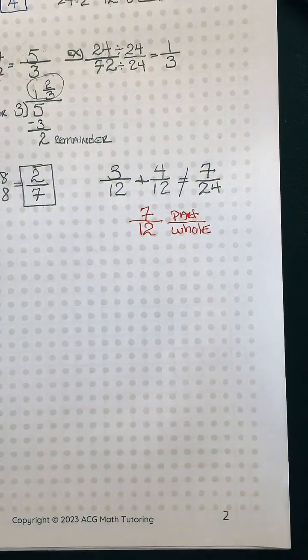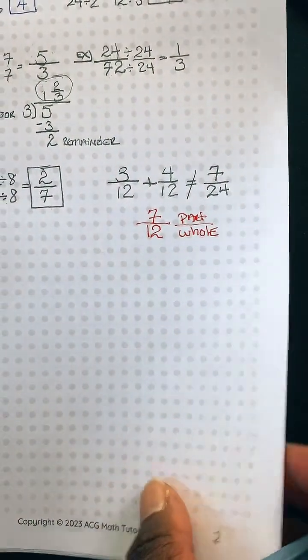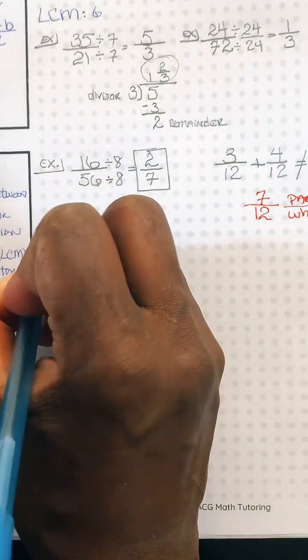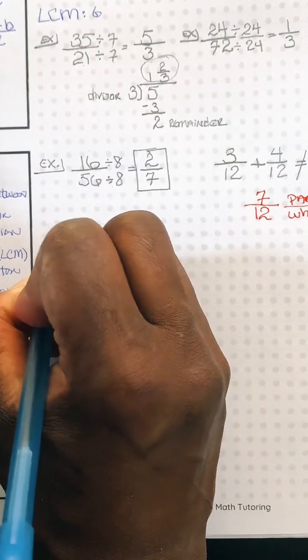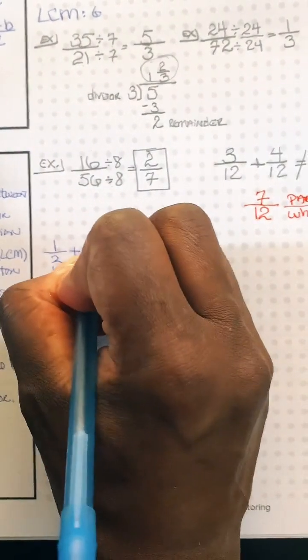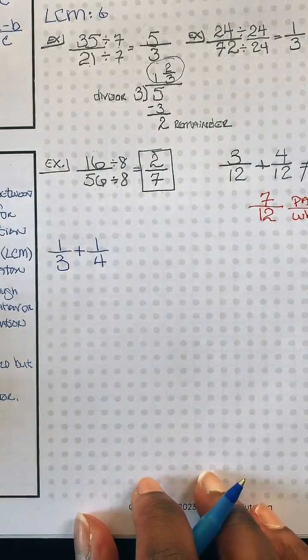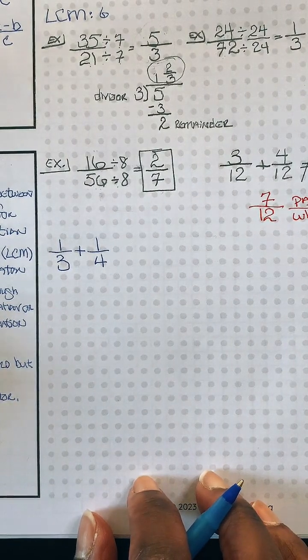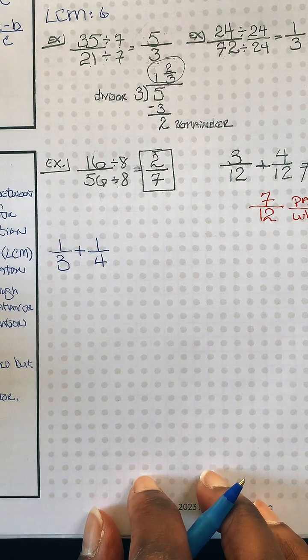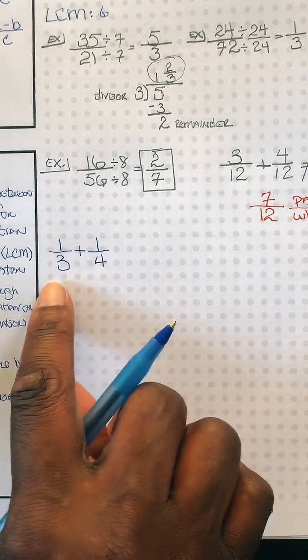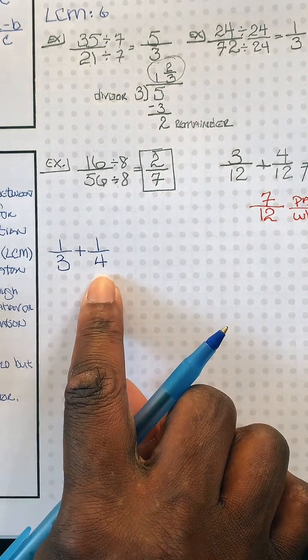So let me slide over here. So we have 1/3 plus 1/4. Okay, 1/3 plus 1/4. Probably later on, right? But not today. Yeah, I'm doing it as simple as can be. Okay. All right. So 1/3 plus 1/4. What's wrong or what's different with this one?